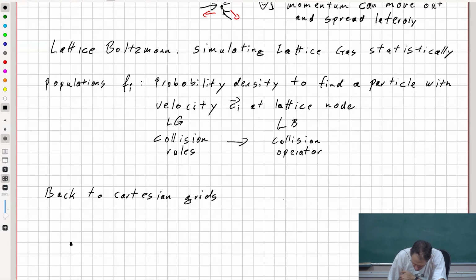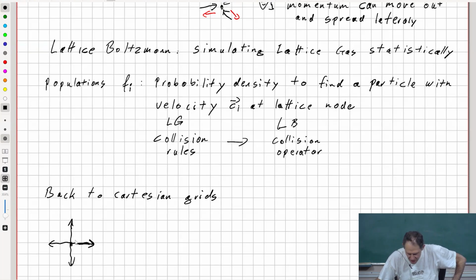So, Cartesian grids. This was our original Cartesian grid, which we saw didn't work. The reason was the momentum, say in this velocity here, could not be moved outside this plane, because when the particle uses this thing up here, I don't know whether you see my point here.